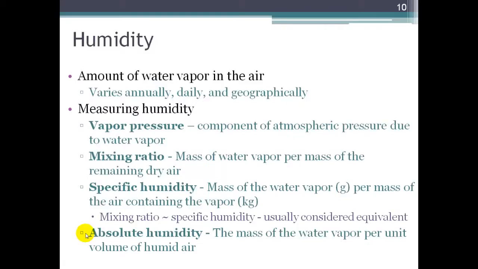Humidity describes the amount of water vapor that's in the air. And humidity is tricky because it varies annually, daily, from within one day as well as from day to day, and it also varies geographically.